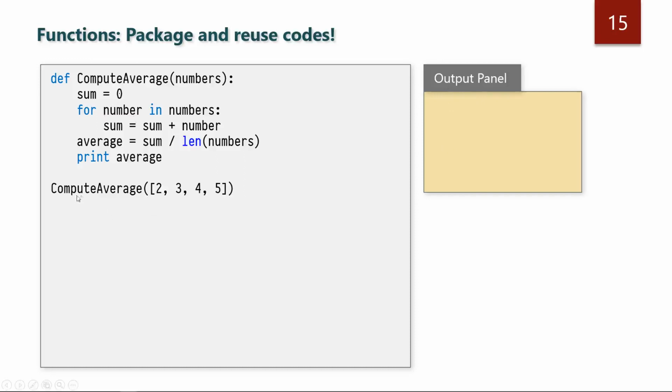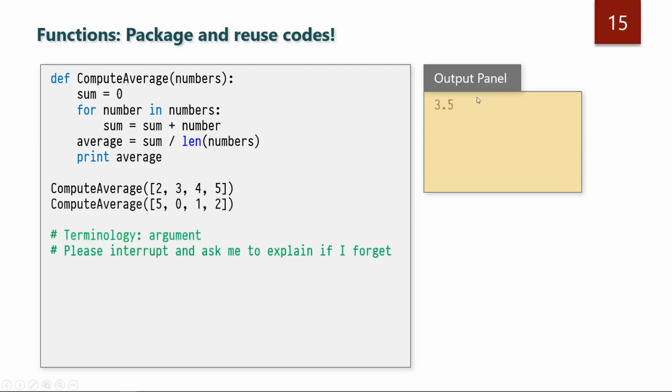So here I invoke the function on this input. Now I can invoke the same function, but this time I give it a different input. If I run it, I should see two numbers: 3.5, which is the average of the first list, and this is the second list. We can copy and paste, but if you run it, this is exactly what you get. So we're not going to try, because that is a dry demo you see there.